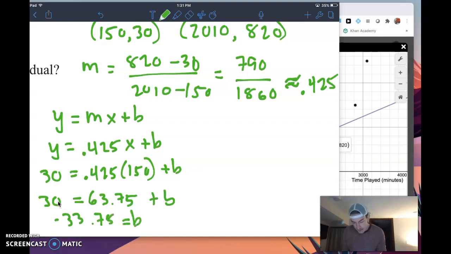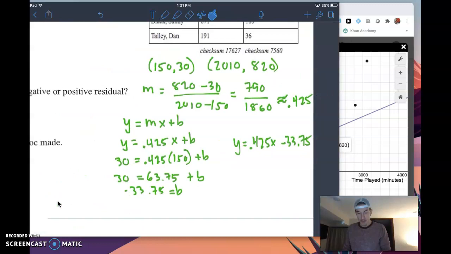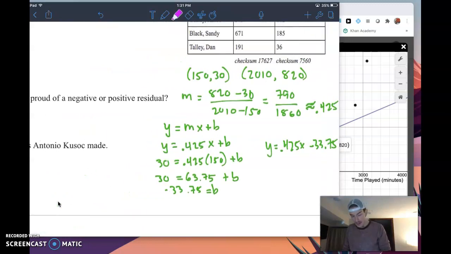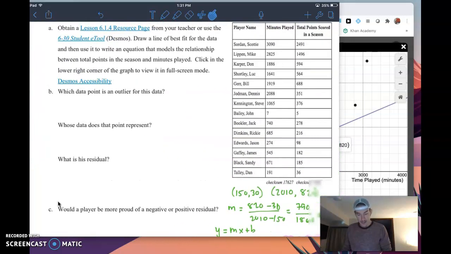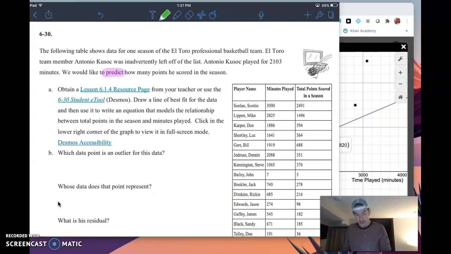Now, this is going to be my line of fit. Y equals 0.425x. And really, if we want to get super technical, I should probably do something like that. But maybe for the sake of the fact that this is a nonlinear algebra class or a 9th grade algebra class, we'll leave that off. All right, 0.425x minus 33.75. Okay, so that's my prediction equation. This is the thing that I'm going to be using to make some of these predictions. And ultimately, we want to make some predictions for this player. So that's really where we are going.